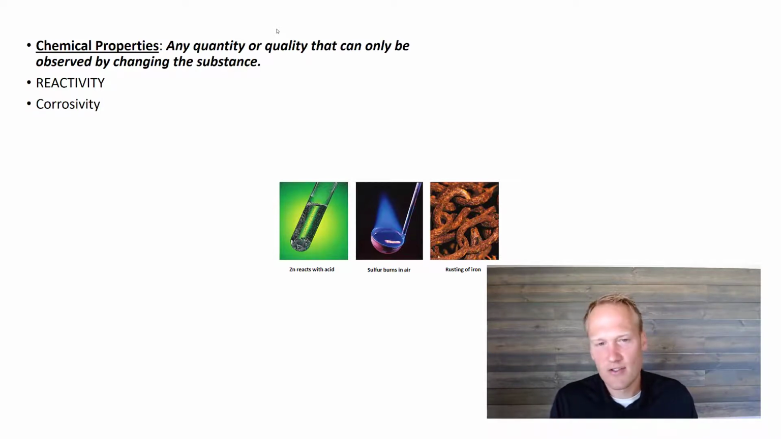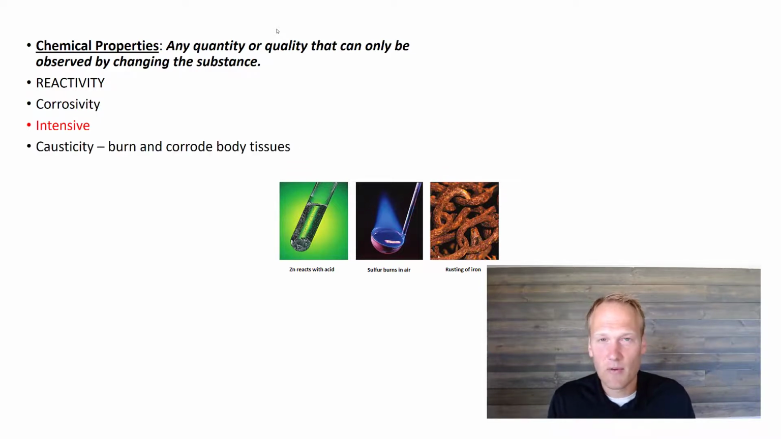Like, for instance, rust is a corrosive reaction, an oxidizing reaction. That would be intensive. It doesn't matter how much of the substance you have, it's corrosive no matter what. Causticity would be, can it burn or corrode specifically body tissues? Would it be dangerous to have open skin around this substance? That is also intensive. And then finally, flammability.